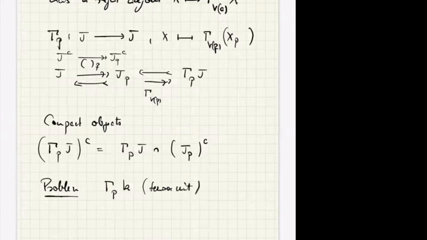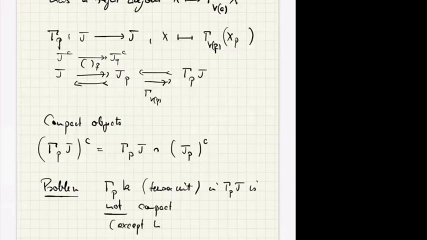The tensor unit in this category is not compact in general. So it's not compact except when p is a minimal prime. But this is, of course, rare. Yeah? So in general, this will not be compact. So what can we do?